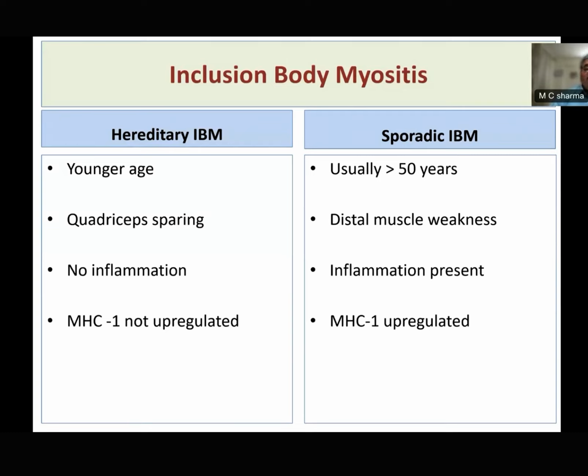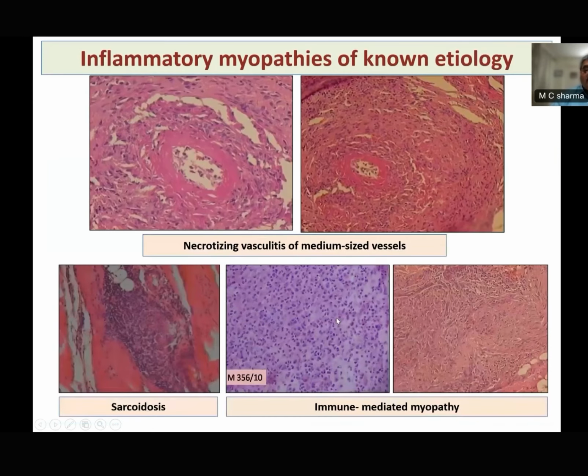Now, inclusion body myositis, hereditary and sporadic. Age: the sporadic is after the age of 50, hereditary is in the younger age. Quadriceps is spared in the hereditary. In the sporadic, it is distal. Inflammation is absent. MHC class 1 is not upregulated. So as I mentioned, this is more of the gene defect, GNE, whereas this is more of the inflammation, autoimmune. Sometimes muscle biopsies are helpful.